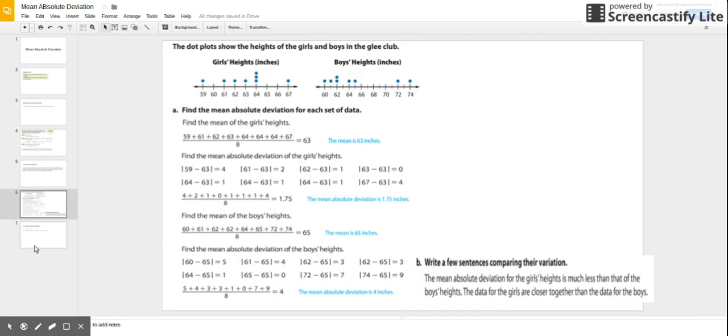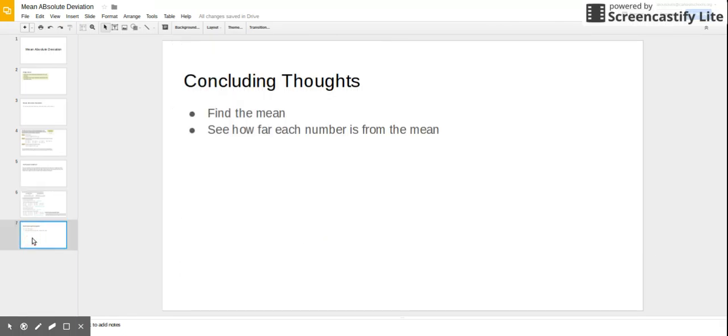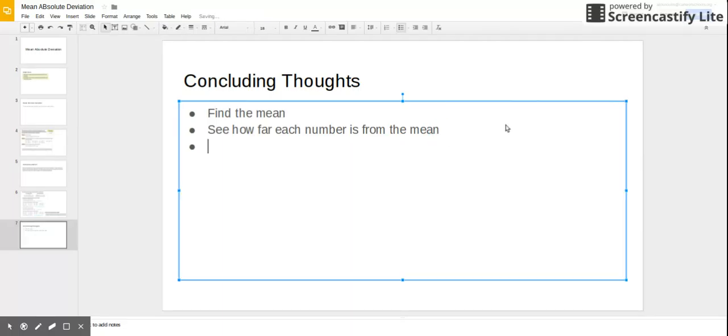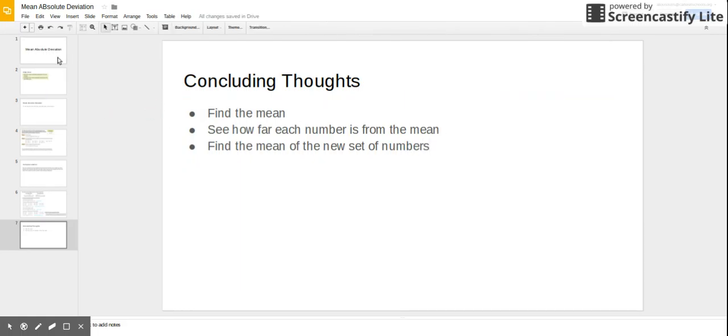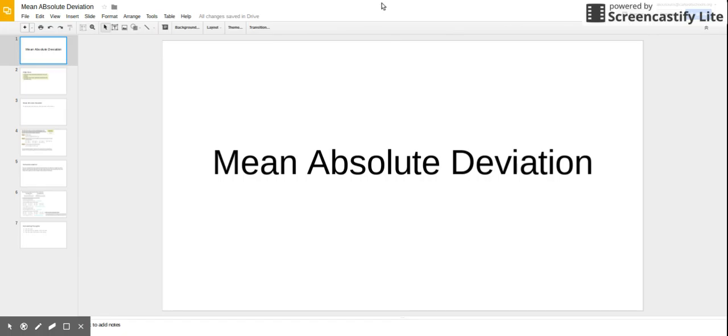All right, so concluding thoughts. First, you want to find the mean, and then you want to see how far each number is from the mean. And then from there, you want to find the mean of the new set of numbers. All right, that's how you find your mean absolute deviation.